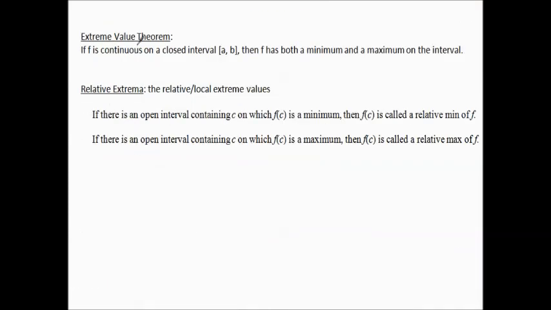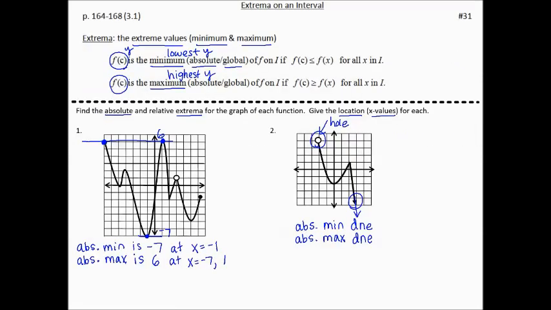Let's talk about the extreme value theorem. The extreme value theorem tells us that if a function is continuous on a closed interval, then the function has both a minimum and maximum on that interval. Let's take a look back at the graphs to talk about what that means. So notice this first function is on a closed interval. The lowest that this function goes is -7. The highest that this function goes is approximately 6.